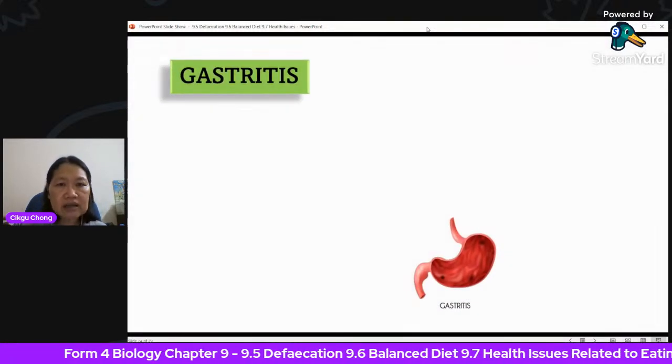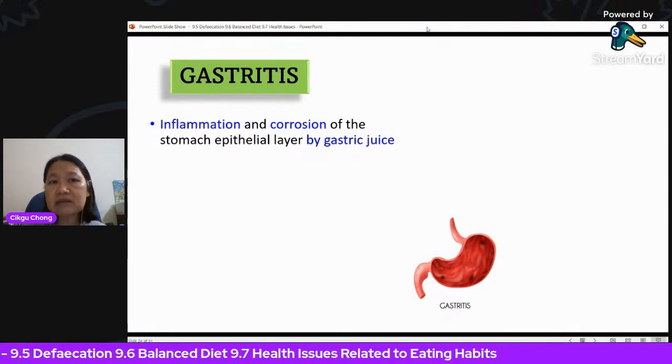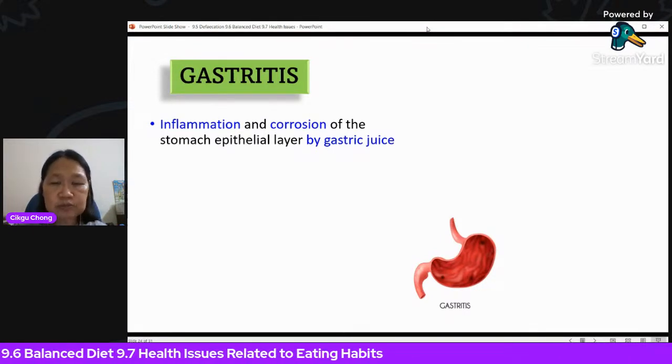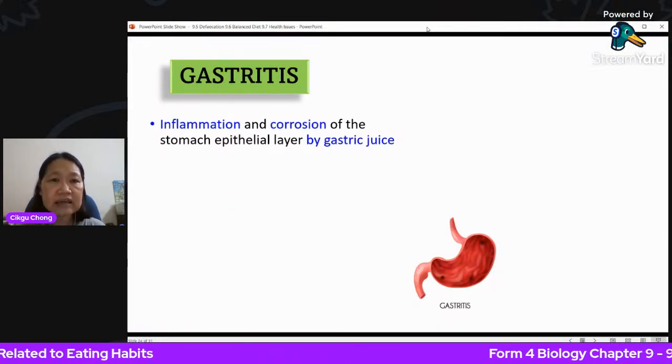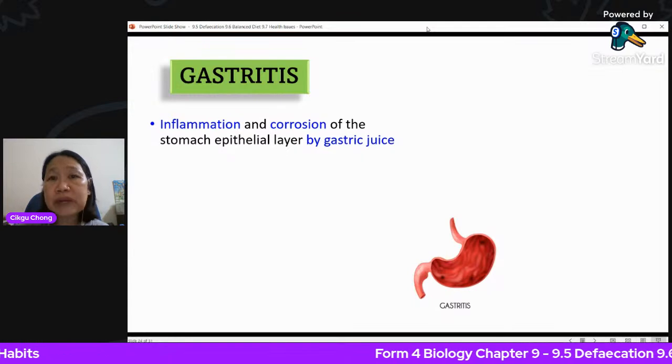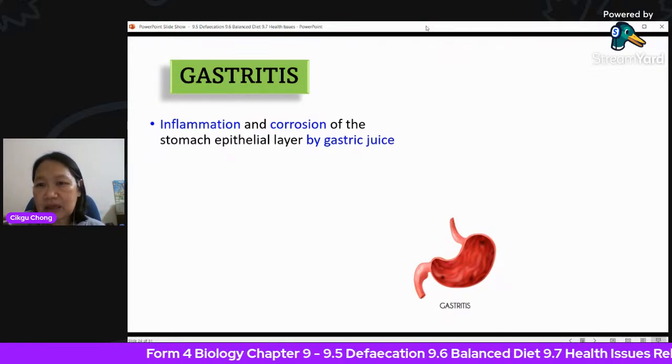Okay, let's go one by one. Gastritis is inflammation and corrosion of the stomach epithelial lining by gastric juice, because you have gastric juice, it's acidic and so on. So it will corrode the inside because you don't have food to break down. So it's corroding the inside layer.